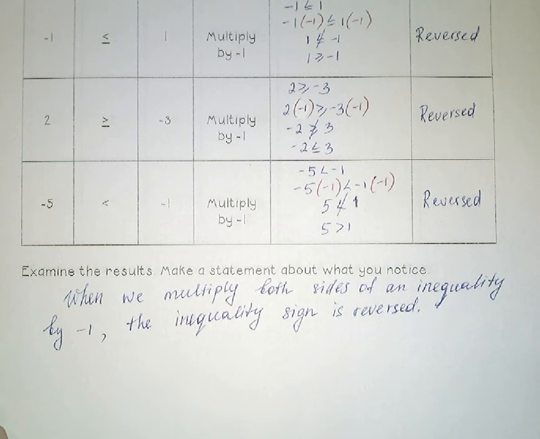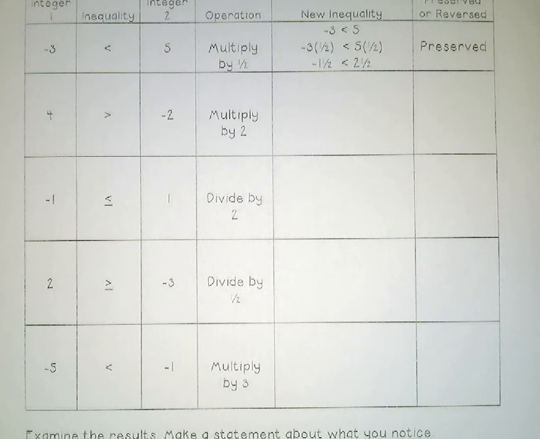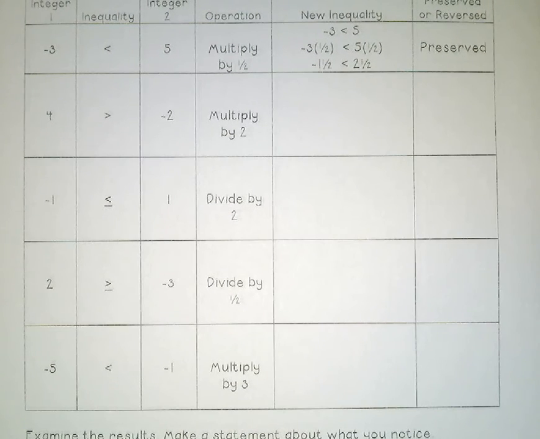Okay, so far we have that when we add or subtract any number, the sign is preserved. But when we multiply both sides of an inequality by -1, the sign gets reversed. So let's take a look at some more examples. Here are some other multiplications that we will look at, and some of them are fractions because there is nothing wrong with multiplying by a fraction. Go ahead and do that by yourself, and then we will check the answers. So please pause the video now and do it by yourself.